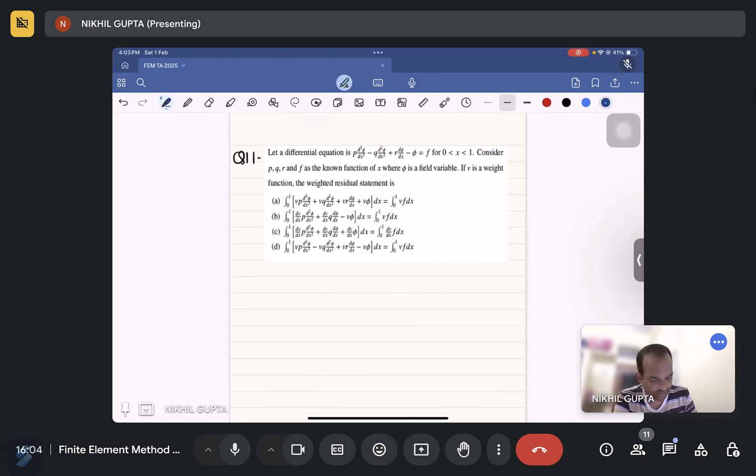So consider p, q, r and f as the unknown functions, x and y as the field functions, v is the weight function. So I think I have to solve it. Okay, so the differential equation which is given: p d3 phi by dx cube minus q d2 phi by dx square plus r d phi by dx minus phi is equal to f.